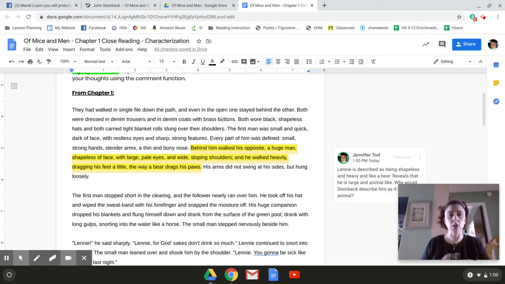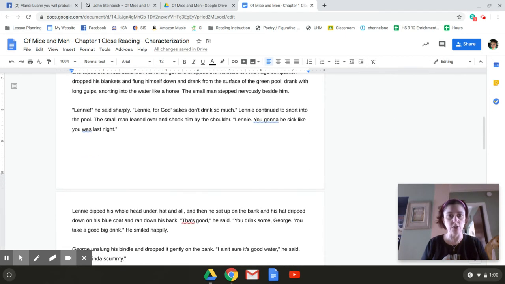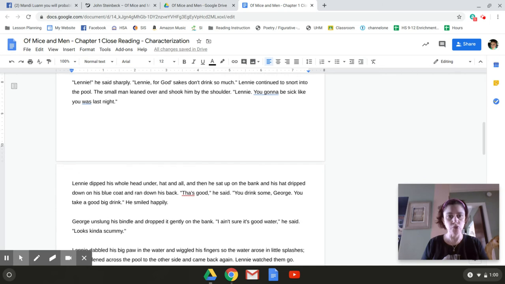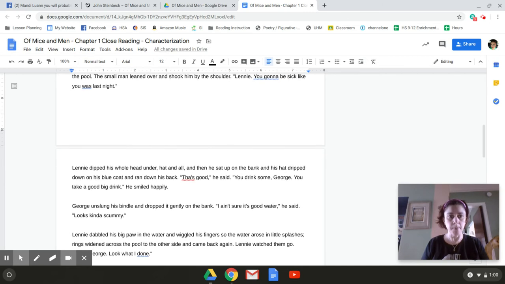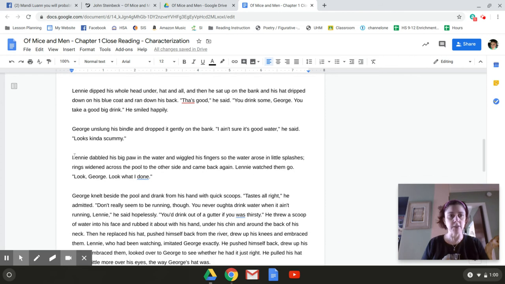So let's then look for some indirect characterization. Let's go to... I ain't sure. How about this one? This is also about Lenny. Okay, so this says, Lenny dabbled his big paw in the water and wiggled his fingers so the water rose in little splashes. Rings widened across the pool to the other side and came back again. Lenny watched them go. Look, George, look what I done.